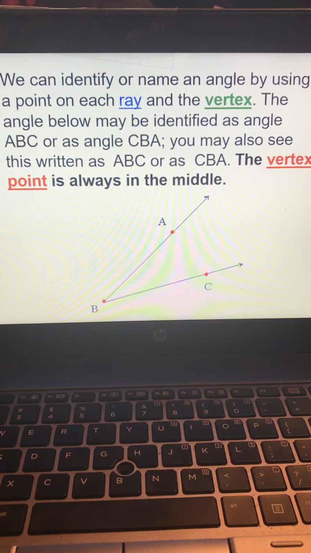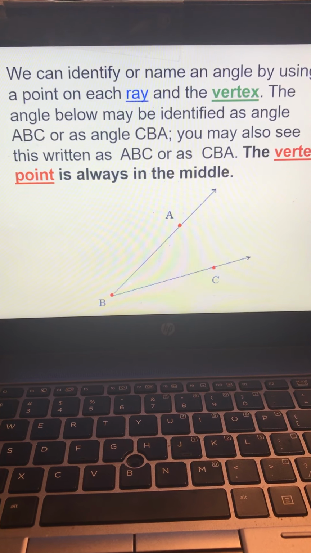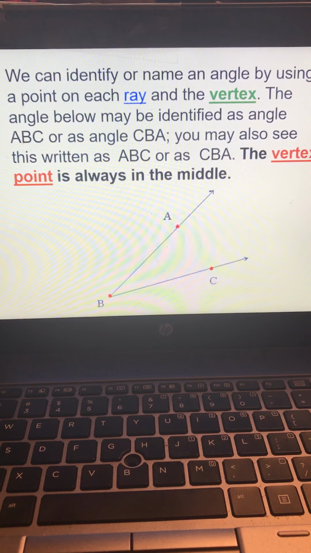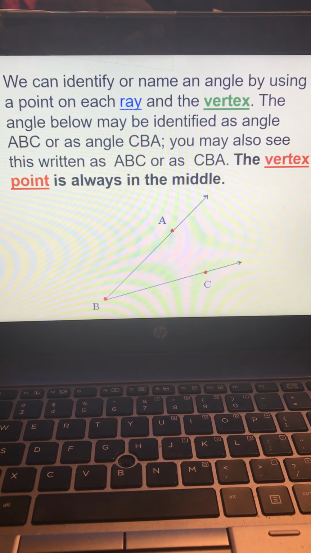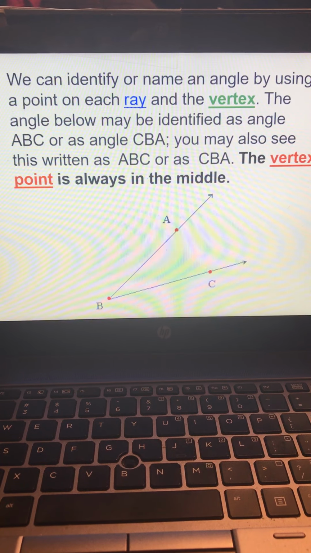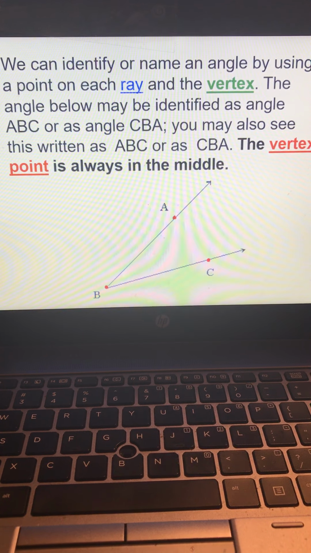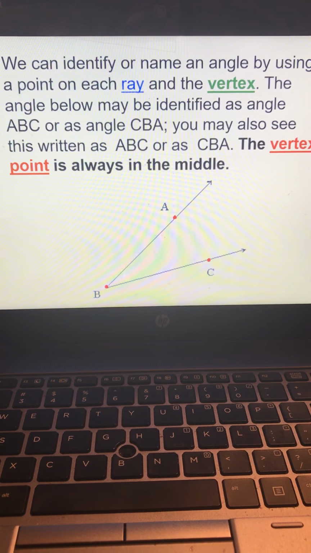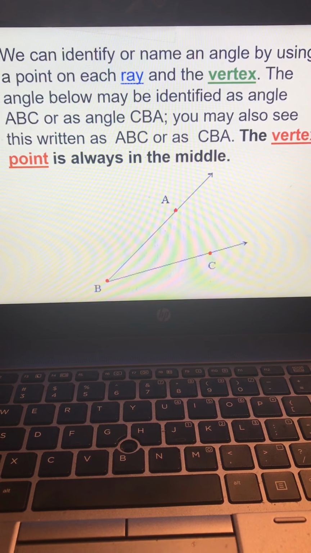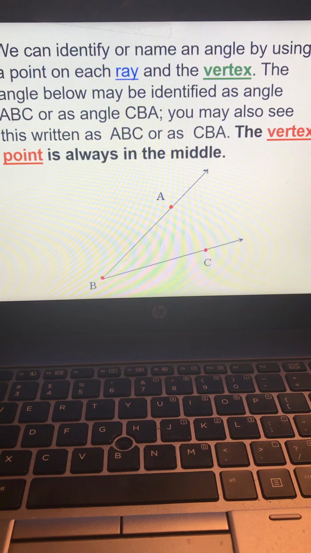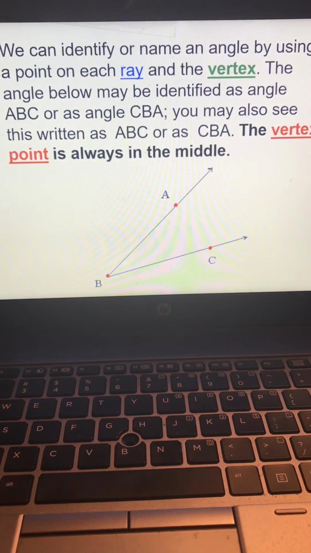Again, our focus today is identifying angles. However, this time we're going to use points on a ray to help us identify those angles. We can identify or name an angle by using a point on each ray and the vertex. The angle below may be identified as angle ABC or as angle CBA. You may also see this written as ABC or as CBA. The vertex point is always in the middle.